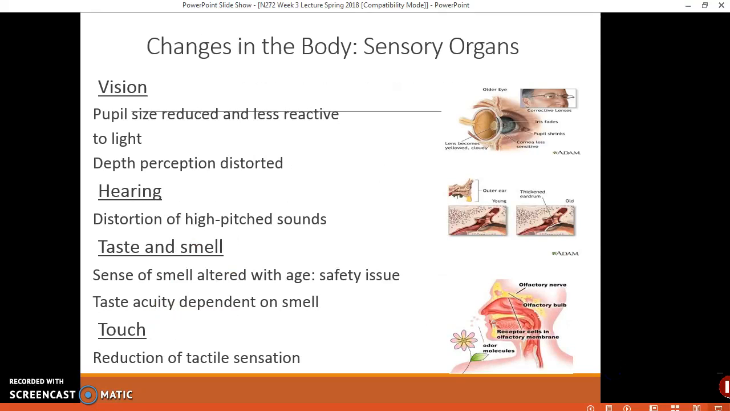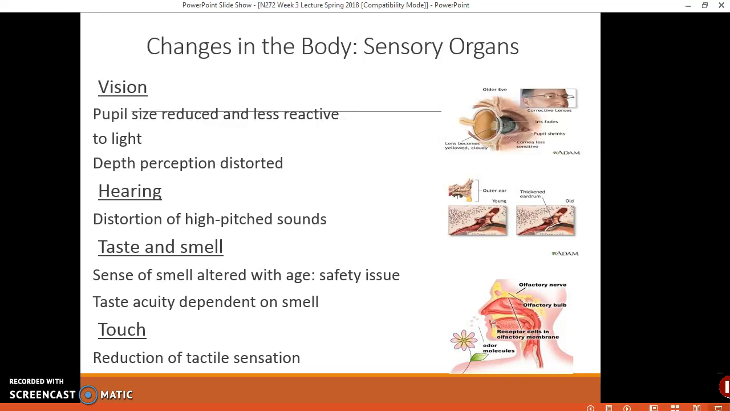Changes in body sensory organs, vision. The pupil size reduces and is less reactive to light. Depth perception is distorted, which makes it very difficult for our older adult to drive at night. The glare of the oncoming traffic can also affect the depth perception.